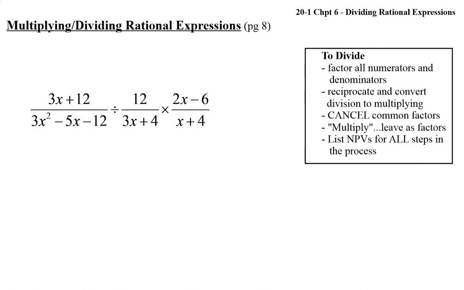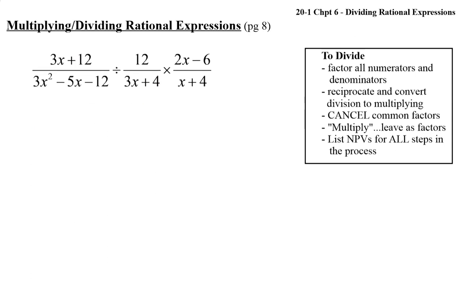Last one, page 8. Give this one a try, and then we'll talk as a group. Pause the video, see what you come up with. All right, here we go. As always, factor numerators, denominators. Factor out a 3. We're going to equal 3 times x plus 4 over 3x squared minus 5x minus 12.